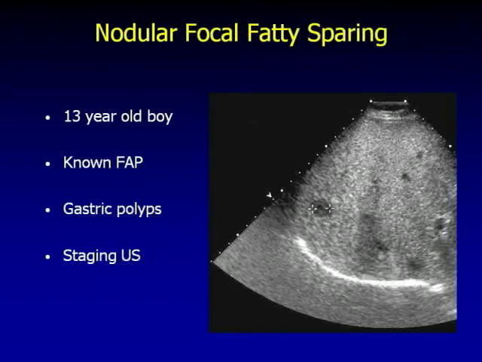Now, we talked about focal fat. You can also get focal fatty sparing. So this is an ultrasound from a 13-year-old boy with known familial polyposis coli who had gastric polyps, and he underwent a staging ultrasound. You can see there are these hypoechoic lesions in the liver that were concerning given his history for possible mets.